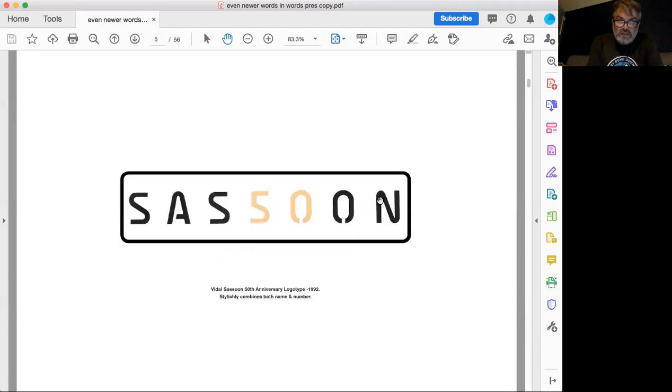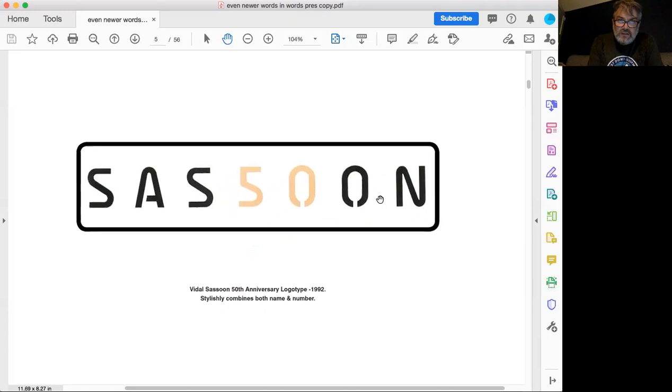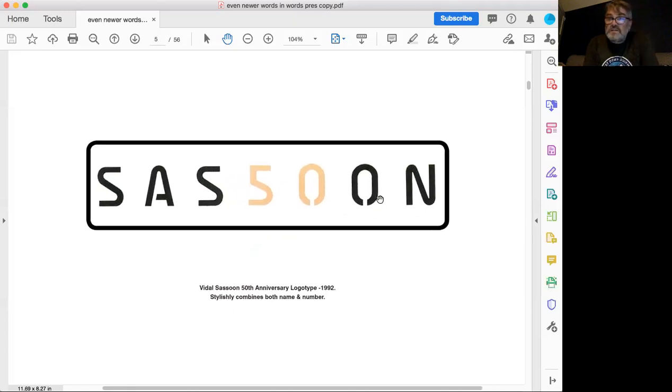This one's The Partners, I think. This was done for 50 years of Vidal Sassoon, the famous 60s hairdresser. Slight tweak, very, very simply, by making the second S of Sassoon sort of like a 5. So a stylish combination of both the name and the number.